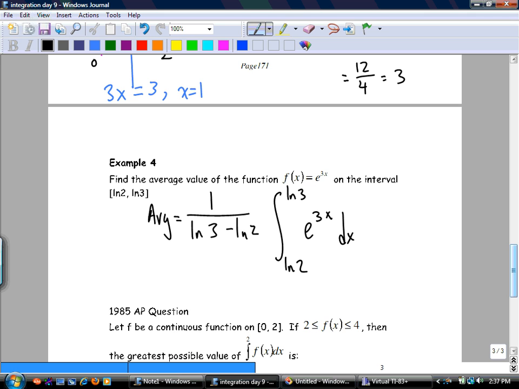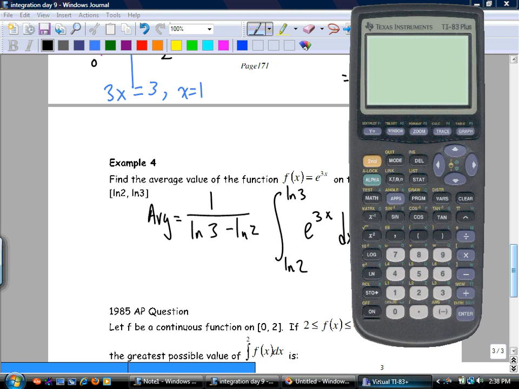Well, there's 2 ways of doing it. You can use the nint button, numerical integral, but I don't want to do nint. I just want to graph it. It's easier. So you put e to the 3x in your y1, and then you go second trace 7, and you go lower limit or upper limit? Lower limit, ln2, upper limit, ln3.